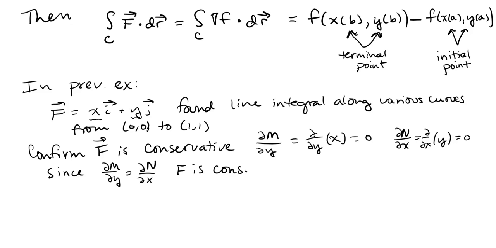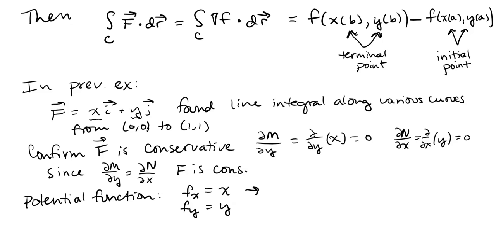So let's find the potential function. We're looking for the function whose partial derivatives gave us those components of f. So that potential function, if it's little f, would have the partial derivative with respect to x be that m component, which in this case is x. And we would have f sub y is y.